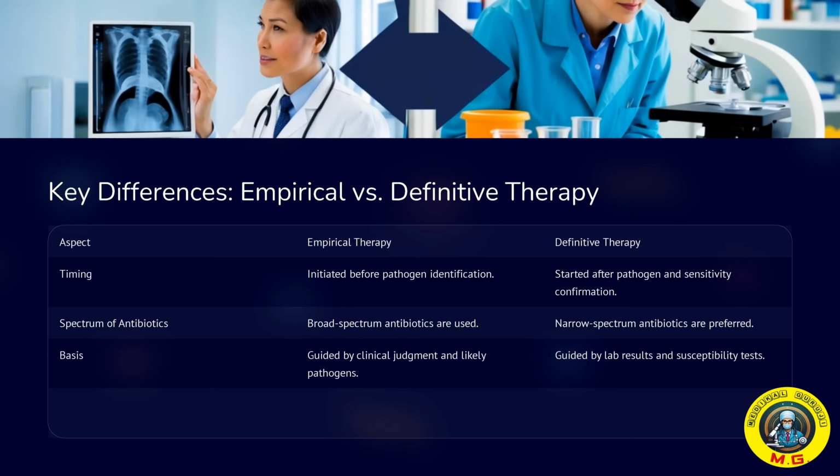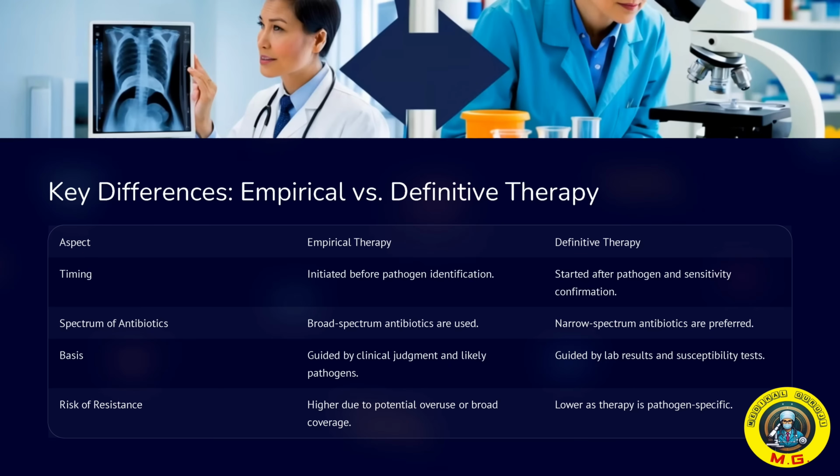Third one is the basis, that is, empirical is based on the clinical judgment and likely pathogen, and definitive is guided by the lab results and susceptibility test. Then risk of resistance is higher in the empirical therapy, whereas lower in the definitive therapy. Typically, empirical therapy is started immediately in the critical cases to control the infection, followed by a transition to definitive therapy once lab results are available. This approach balances rapid intervention with targeted precision.